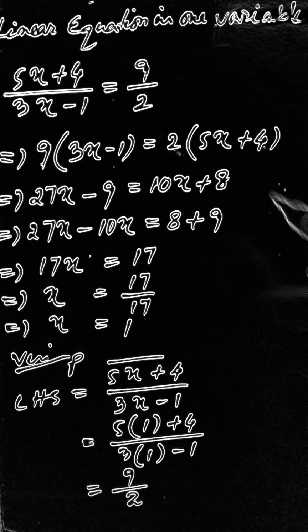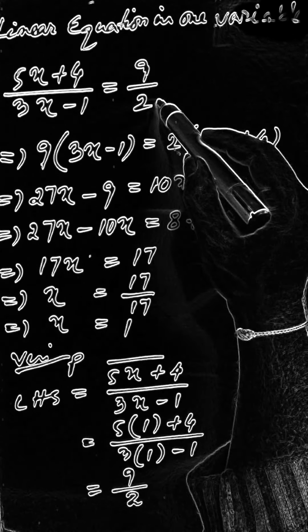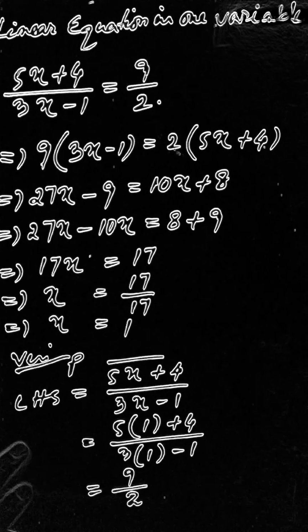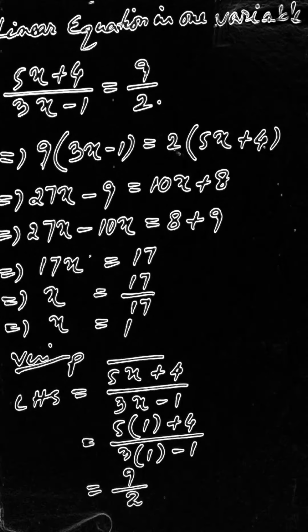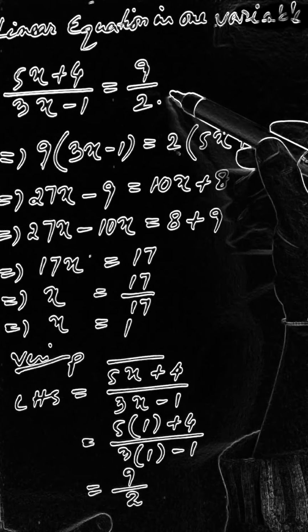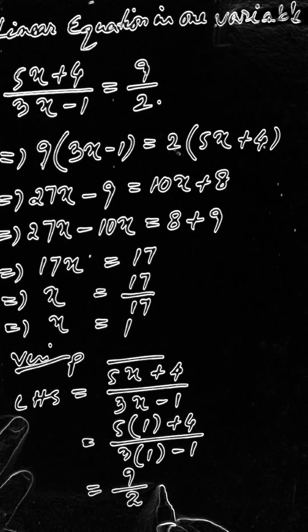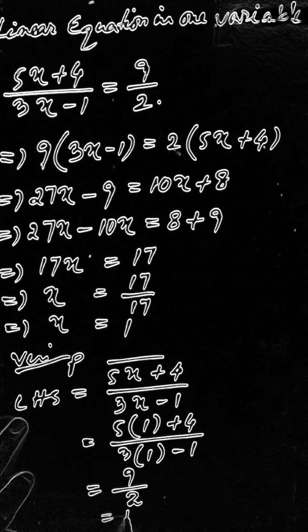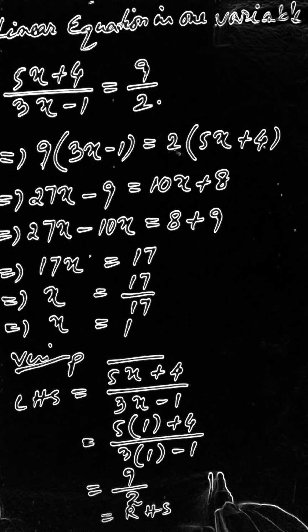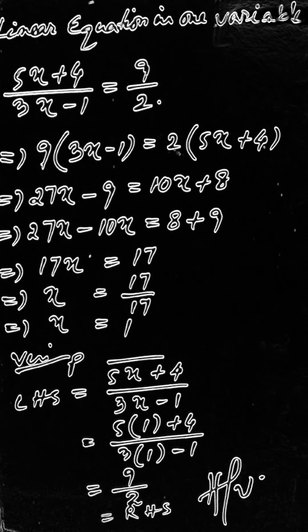Now let us see on the right hand side. What is there on the right hand side? There is 9 by 2. Even on the left hand side there is 9 by 2. Even on the right hand side there is 9 by 2. That means left hand side equal to right hand side. So hence verified.